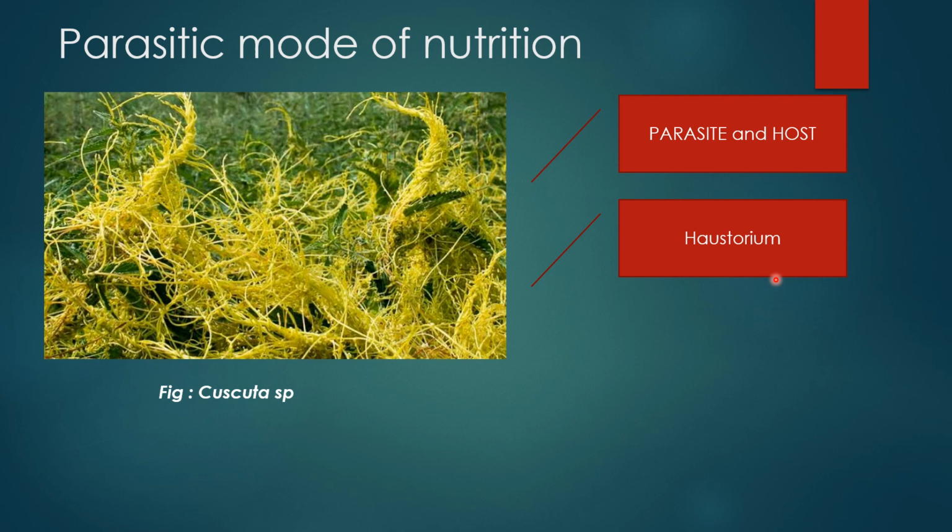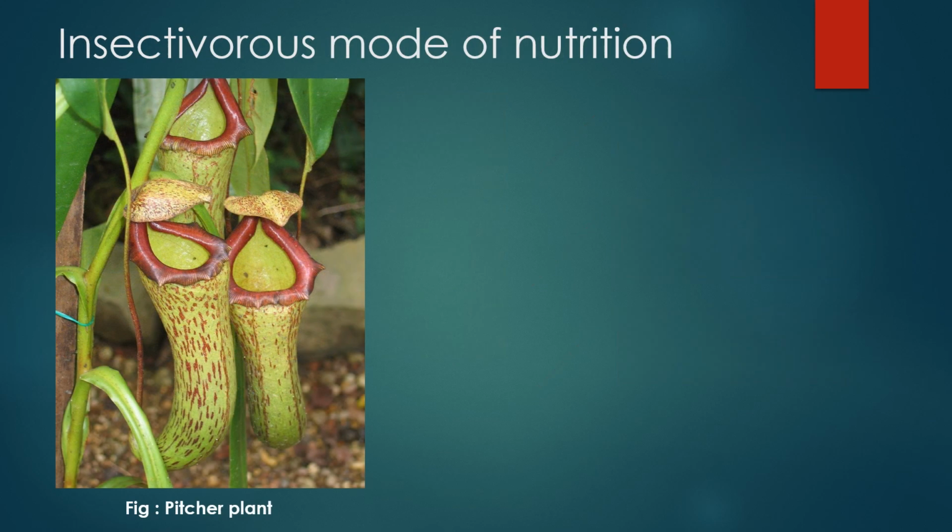Okay. Now we can divide the parasitic plants into two categories. The first one is the totally parasitic plant and the next one is the partially parasitic plant. Now cuscuta is a totally parasitic plant because it cannot produce its own food. It is solely dependent upon the host plant. Okay. So the next mode of nutrition is insectivorous nutrition, and a very good example for that case is the pitcher plant.